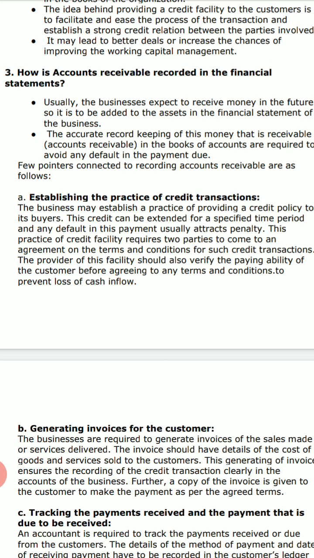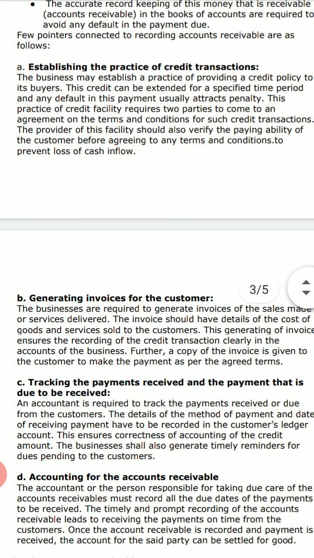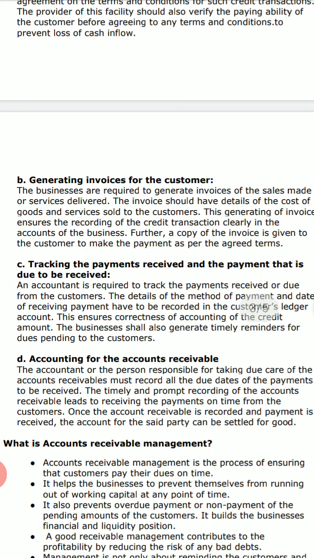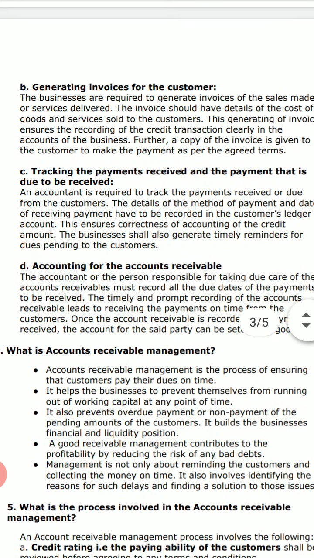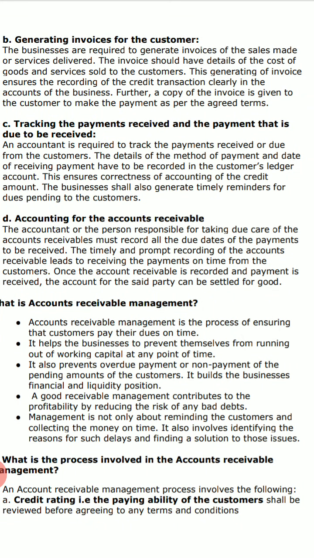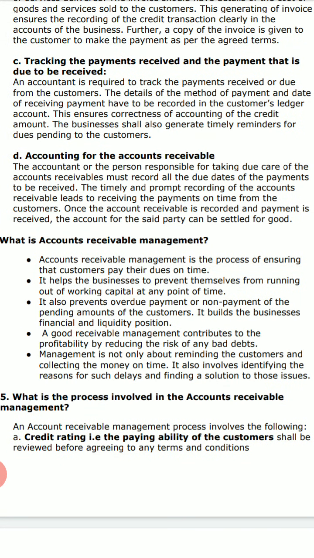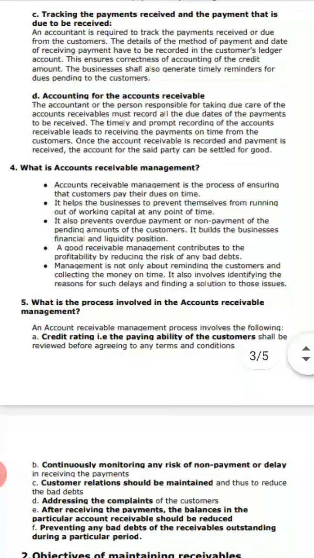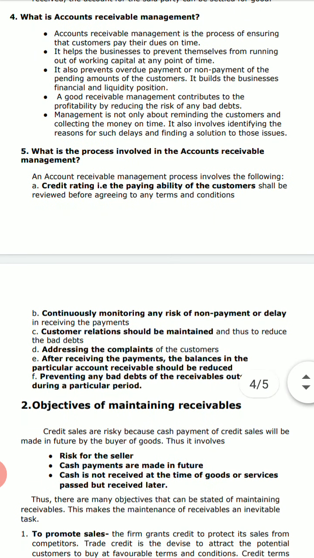That means you have to establish the credit facility system or credit transactions that you do. In the next case, you have to generate the invoice and its copies, one with the customer and the other lying with the business. Third, you can make the accounting easy by tracking the payments received and the payments due from the customers. And the last one is accounting for the account receivables. That means you maintain the proper accounting system for the account receivables. Only then the amount due or the amount of the credit sales can be known, and how far these will be received in the future can be known by the business, right? So here we are ending these pointers which help us to maintain the account receivable.